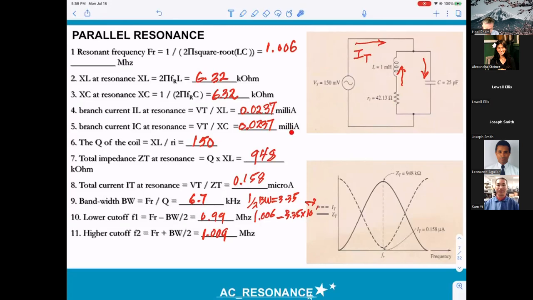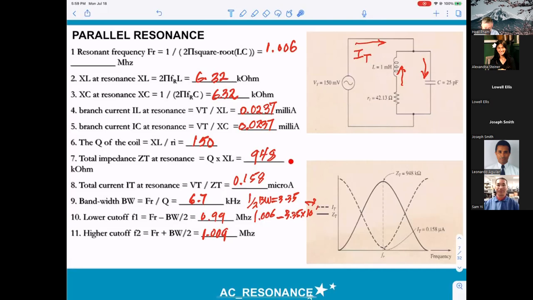Number six, they want to know Q. And I get Q equal 150. That's easy, right? XL divided by RL. Yeah, it's correct. 150. Okay.